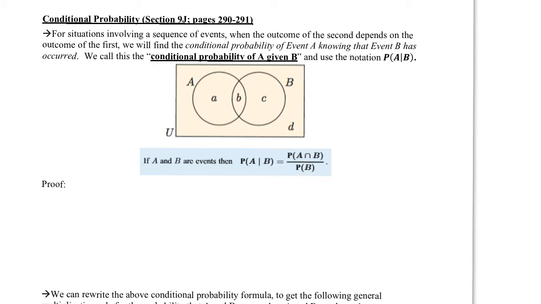So the idea in situations that involve a sequence of events, when the outcome of the second event depends on the outcome of the first, we'll then end up finding the conditional probability that event A happens knowing that event B has occurred. We call this the conditional probability of A given B, and we have some notation for this: P, parentheses, A, a vertical bar, and a B. Here's how this works. B is considered the given event, and A is the probability of the event you're looking for.